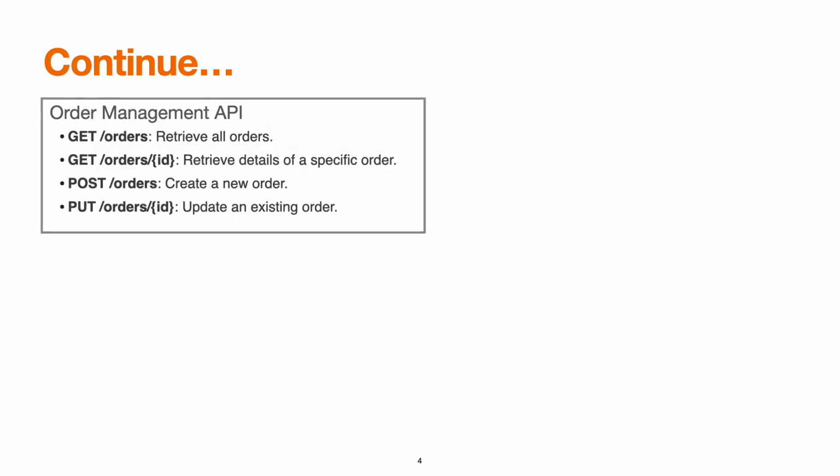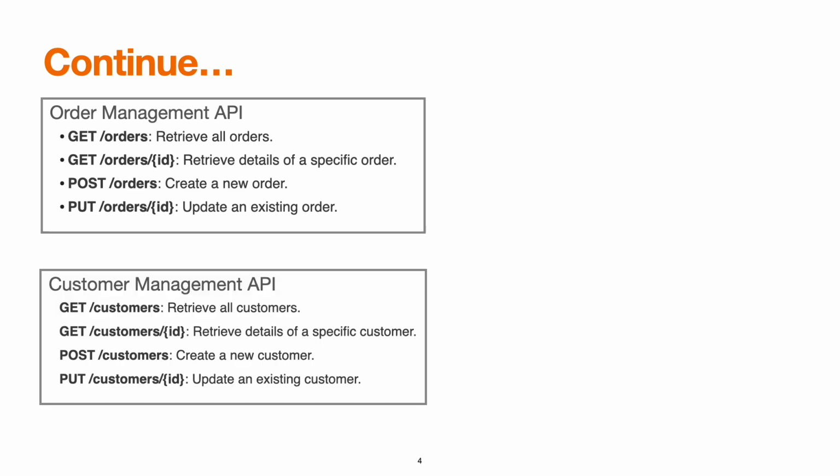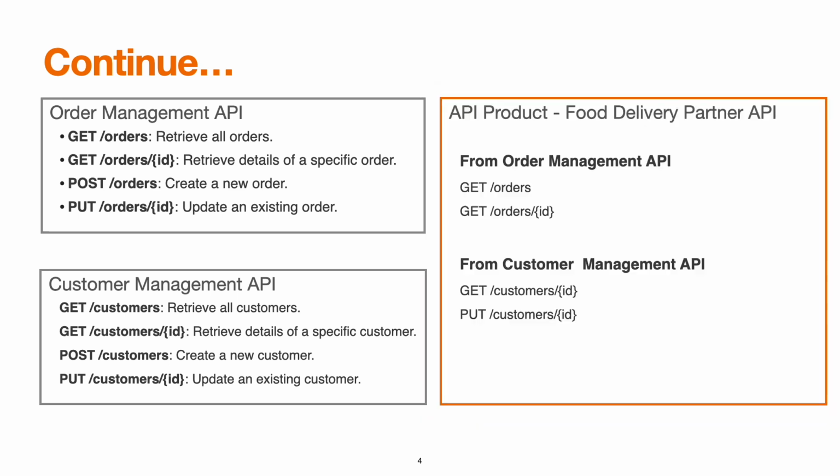So consider a scenario. We have an order management API consisting of four different resources. Customer management API again consists of four different resources. However, there is a new requirement to get a subset of these two APIs. So, for example, let's say our API is a food delivery API. Food delivery is a partner API which requires the order information from the order API, and the customer management API provides these two resources. So, an API product will be created to achieve the same without the need of creating a new API and adding the same set of resources again.